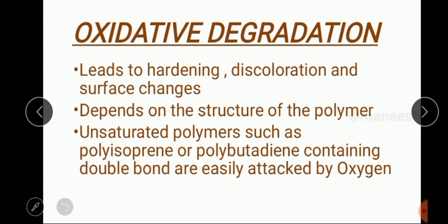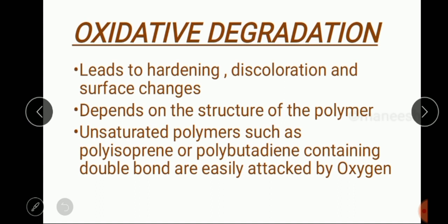This type of degradation leads to the hardening of the polymer, discoloration as well as surface change of the polymer. It depends on the structure of the polymer. That means not all polymers will undergo oxidative degradation. Only those polymers containing a double bond in their structure get easily attacked by oxygen.